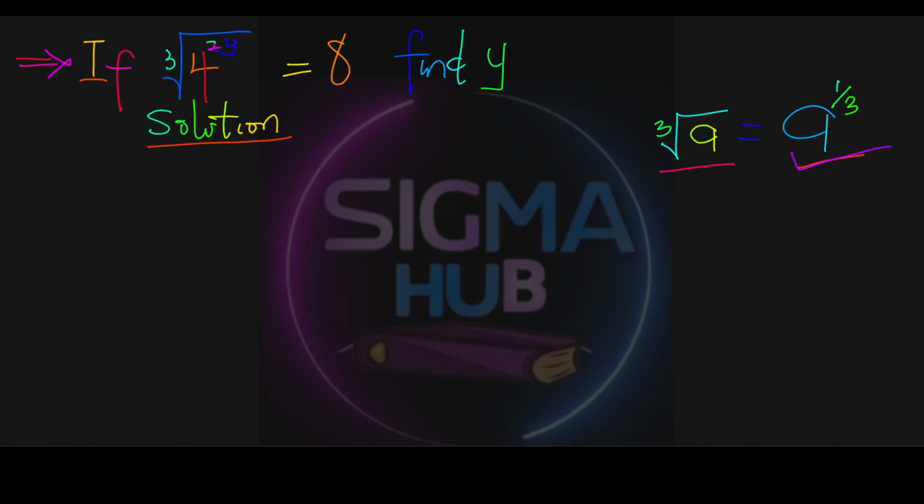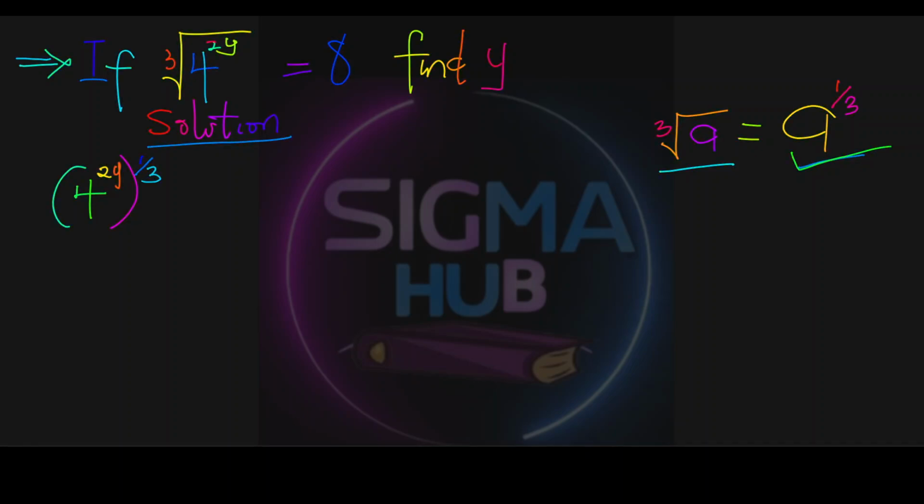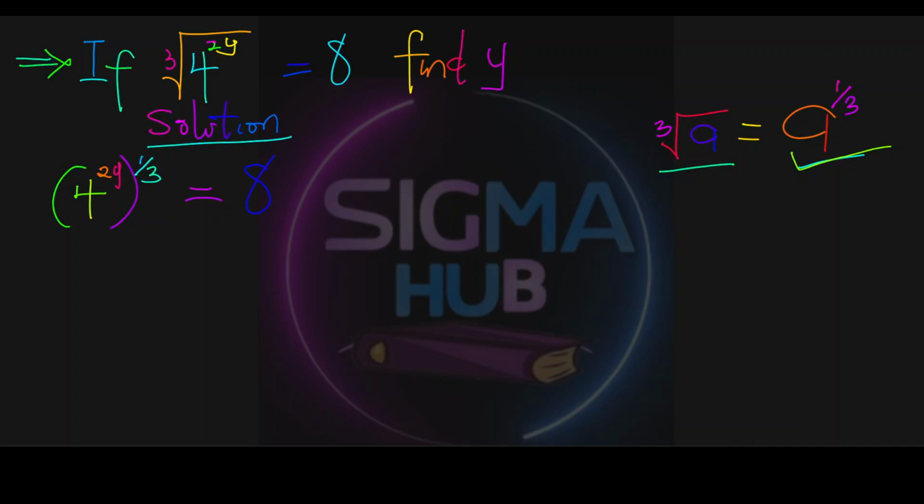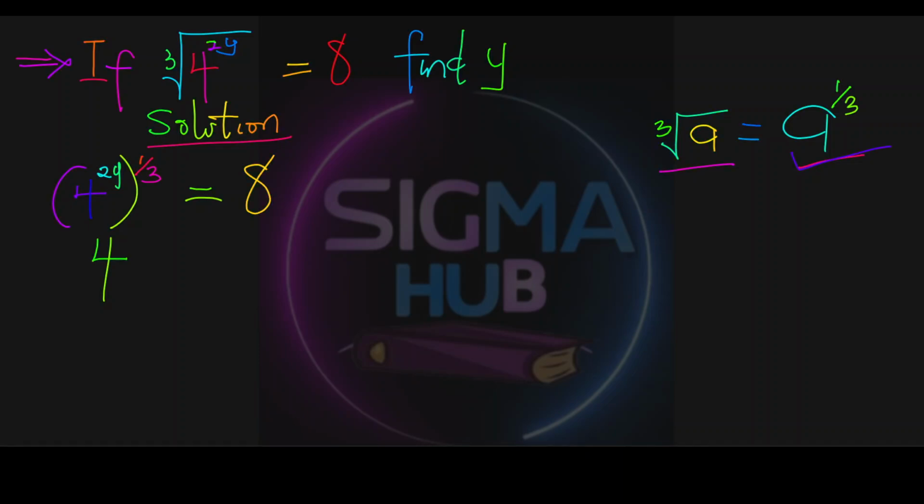So which is going to be giving me 4 raised to the power of 2y, now raised to the power of 1 over 3. So the 1 over 3 is the cube root that you have there, which is going to become 8. So from here, I can adjust again. So I'll be having 4 raised to the power of 2y times 1 over 3.